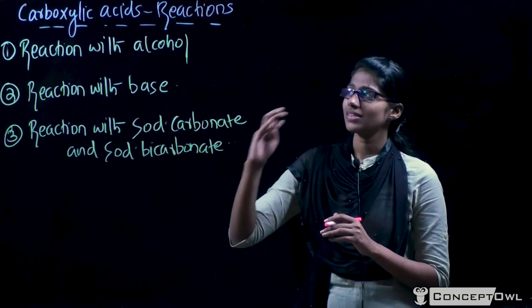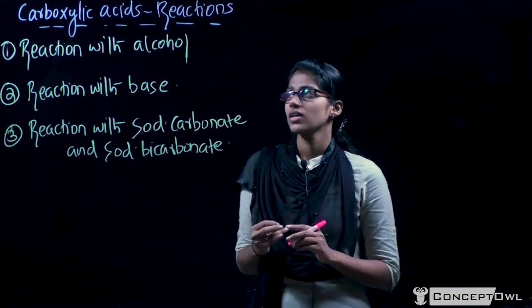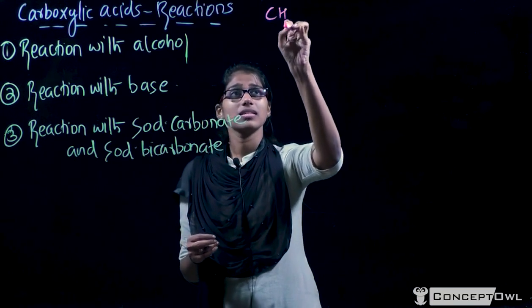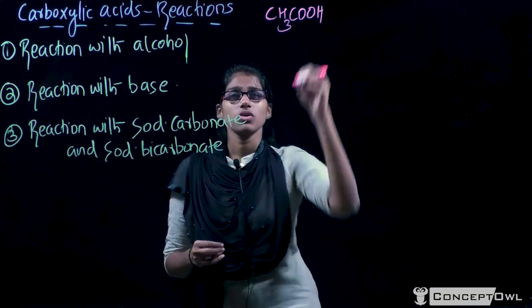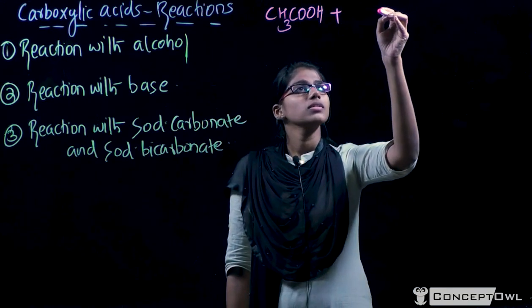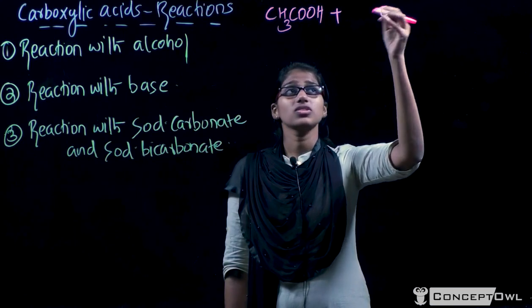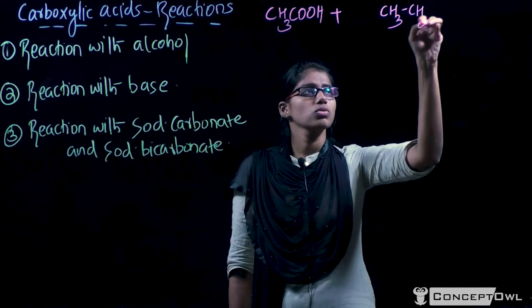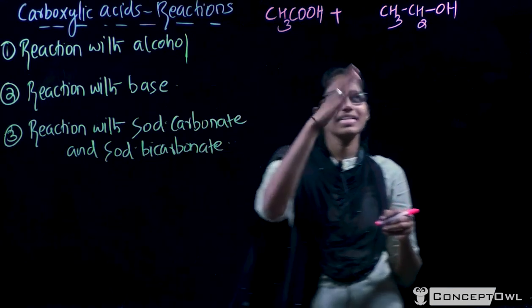Now let's see some of the reactions of carboxylic acids. So let's take ethanoic acid, CH3COOH. How will it react with an alcohol? Let's consider CH3CH2OH. What will be the interaction?